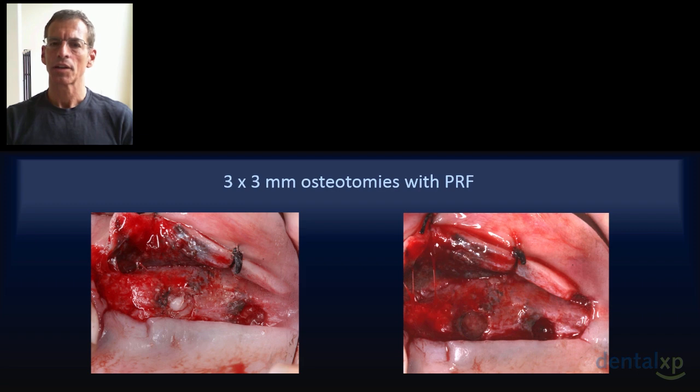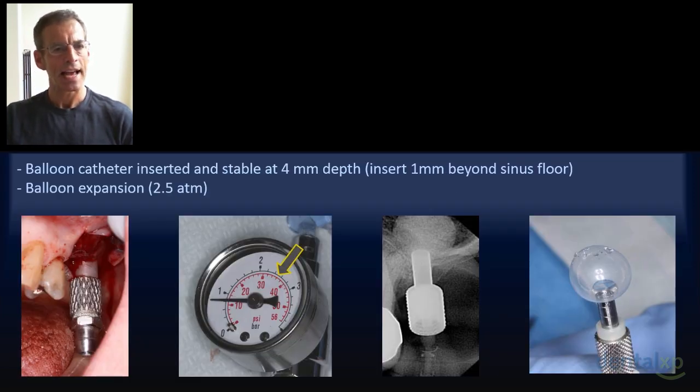3 by 3 millimeter osteotomies were created. I directly infracture the floor with an osteotome. I introduce platelet-rich fibrin and apically displace it to a depth of 3 millimeters. I now insert my balloon catheter, screw it into position. It extends a millimeter beyond the sinus floor.